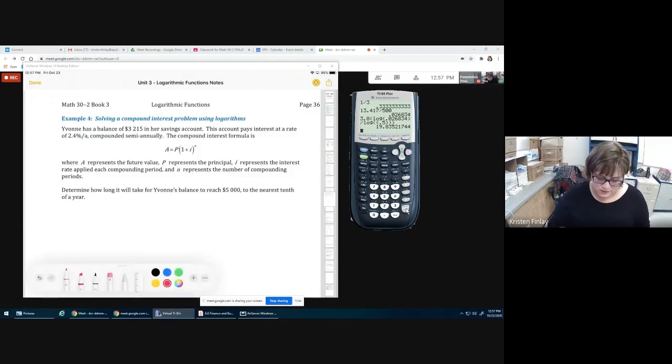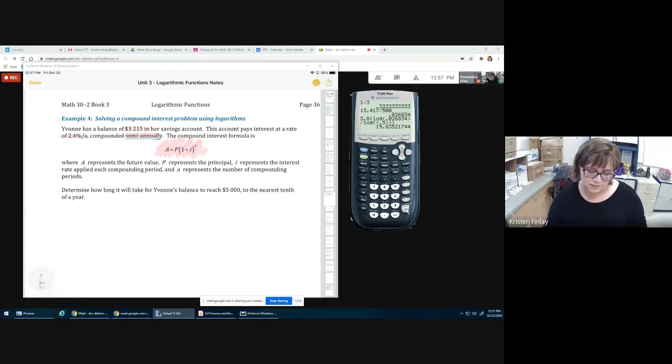Now we're going to do an interest question. This is our formula for interest. Yvonne has a balance of $3,215 in her savings account. It pays at a rate of 2.4% per annum, compounded semi-annually. So make sure we note that, because that's going to affect our formula. A represents future value, P is the principal, and i is the interest rate applied to each compounding period. n represents the number of compounding periods.